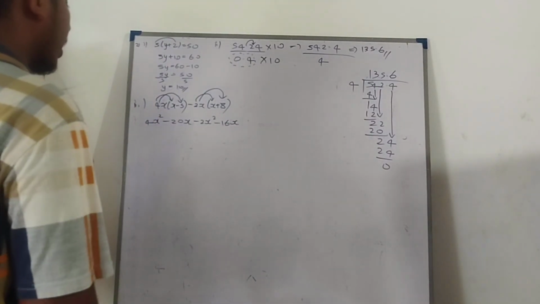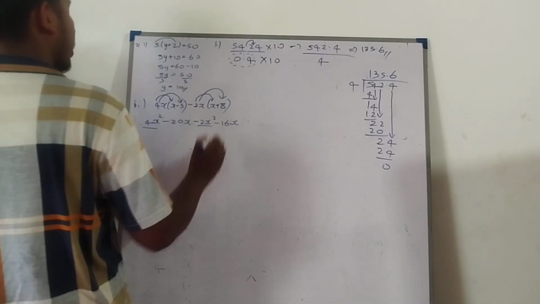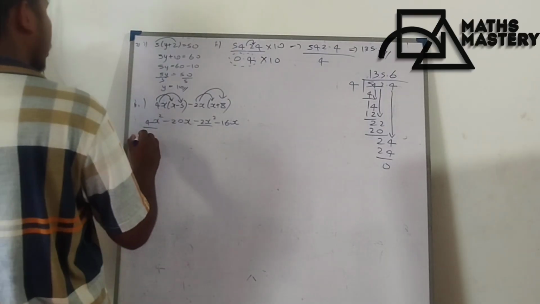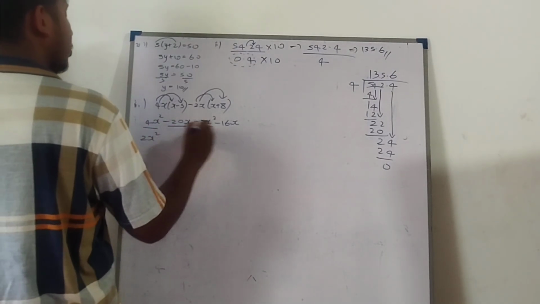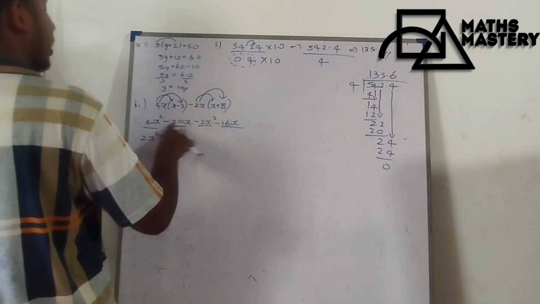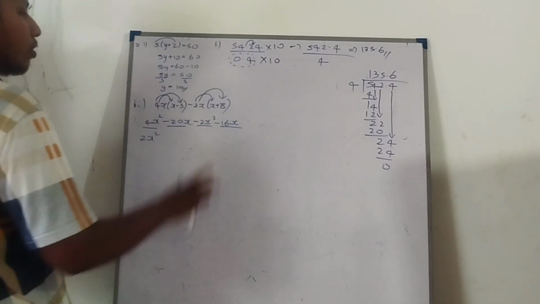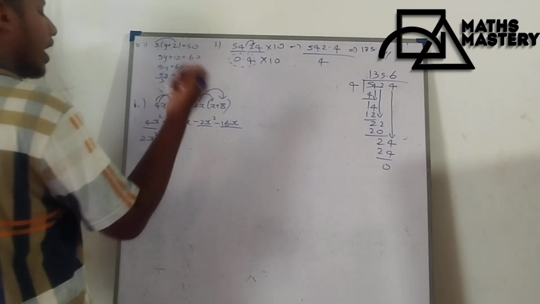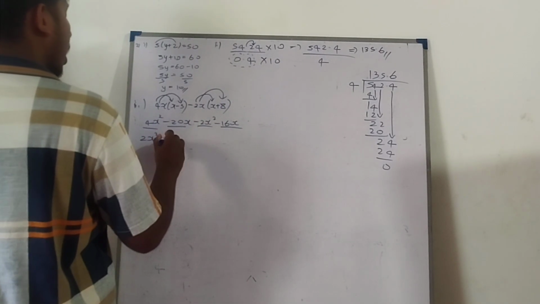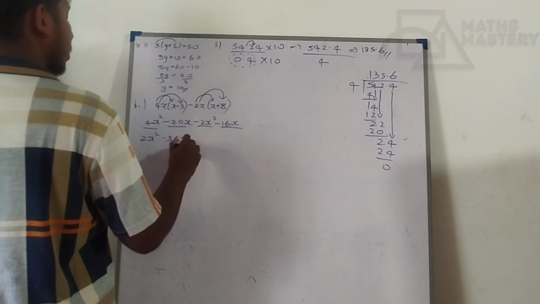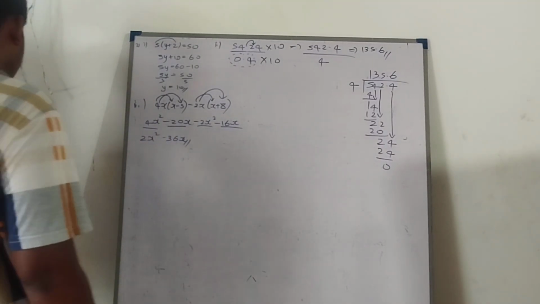Now you need to find the like terms. Here 4x squared and minus 2x squared are like terms, so subtract to get 2x squared. Here minus 20x and minus 16x are like terms and the sign is also the same. So when the signs are the same, what are you going to do? You are going to add 20 plus 16, the answer is 36x. This is the answer that they have given.